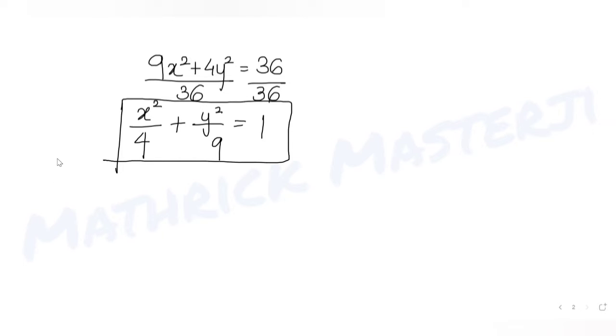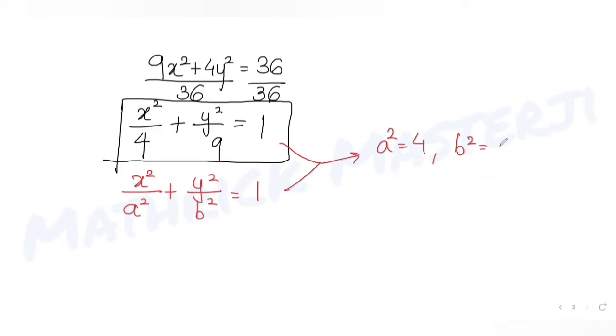If I compare that with my standard equation of ellipse, which is x square over a square plus y square over b square equals 1, from here I get a square is 4, b square is 9. So I get a is 2, b is 3. Once I get that, I understand that my ellipse is centered at the origin and it has its semi-major axis along the y-axis, because b is greater than a.